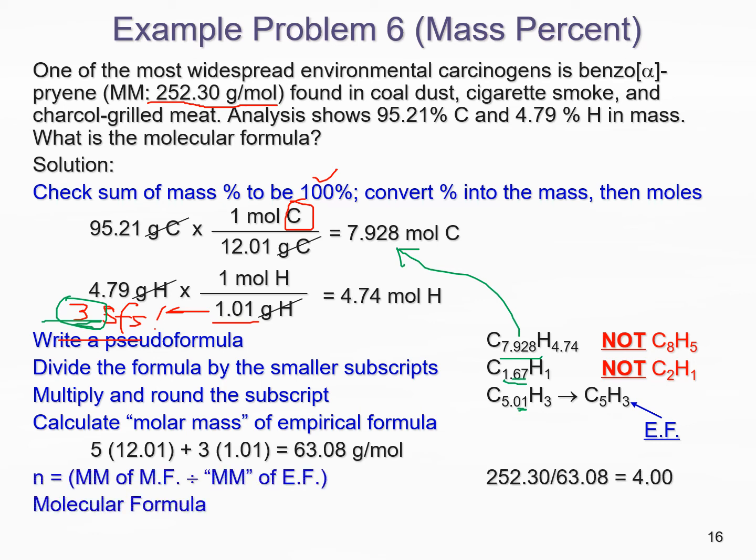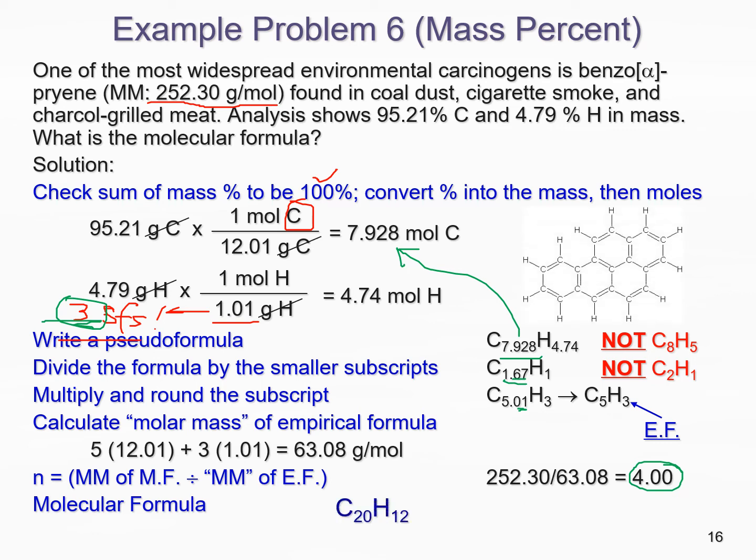Remember, the molecular mass, or the molar mass, of this entire compound is 252.30. So we divide 252.30 by the molar mass from this empirical formula. Usually it should give us a very good number that's either a whole number or very close to a whole number, so we can round it up or down to get the multiple. So the multiple is 4.00, and we're going to multiply this formula by 4.